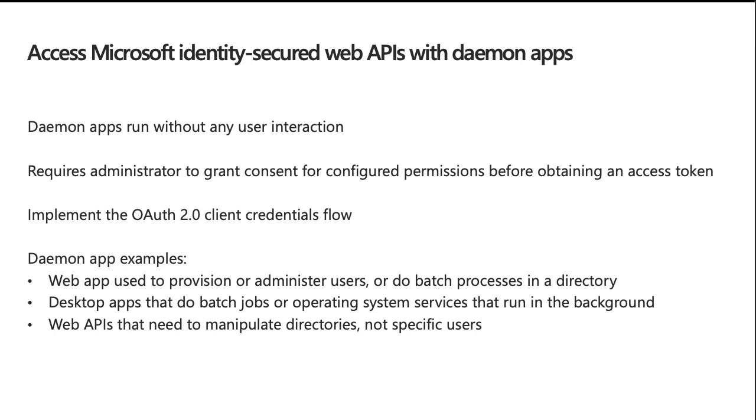Daemon applications, like applications that implement the on-behalf-of flow, are confidential client applications. And these apps, given that they access resources independently of users, need to prove their identity. They're also sensitive apps and must be approved by the Azure AD tenant admins.